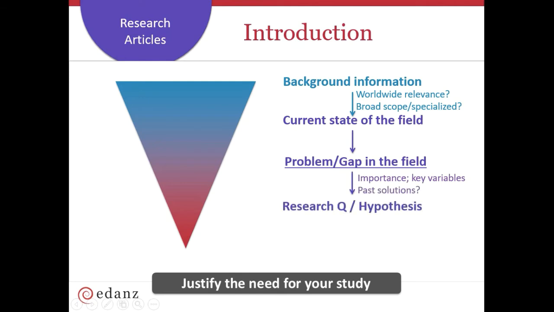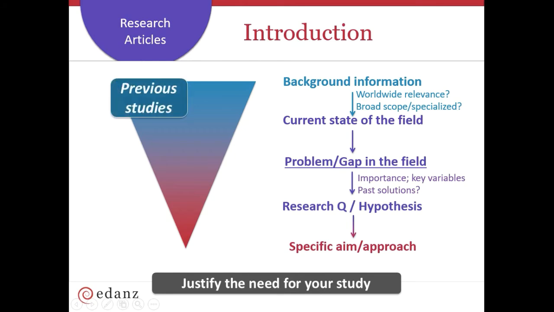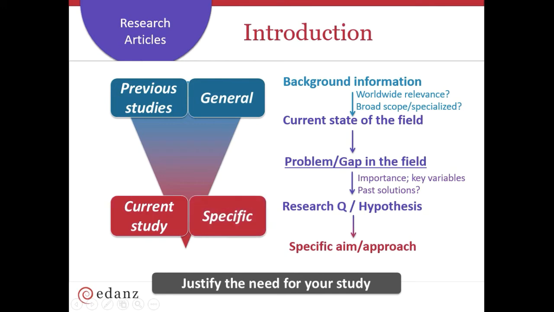This leads to the specific question you will answer or hypothesis you will test. Finally, comes the specific study aim, along with a suitable approach, so you can directly address your research question. So the information goes from previous studies to your current study, and from general to specific.